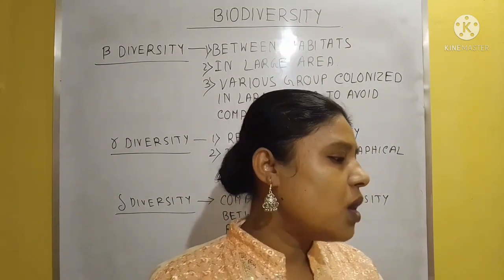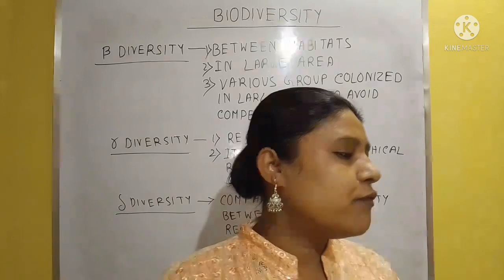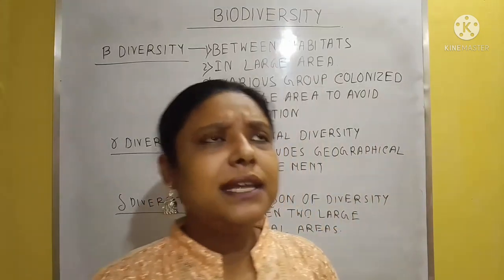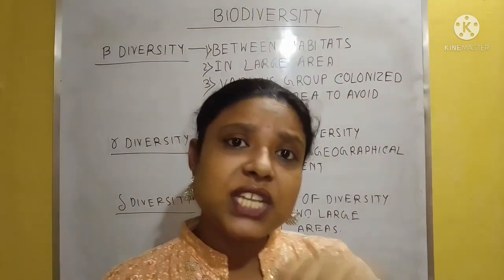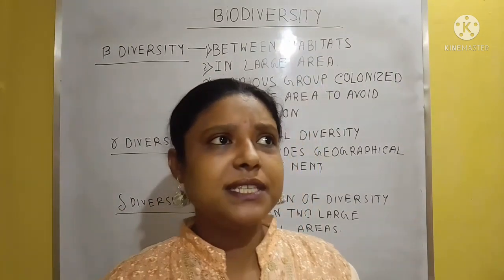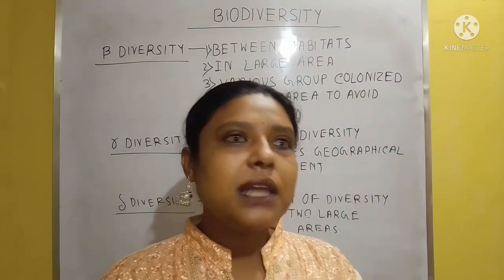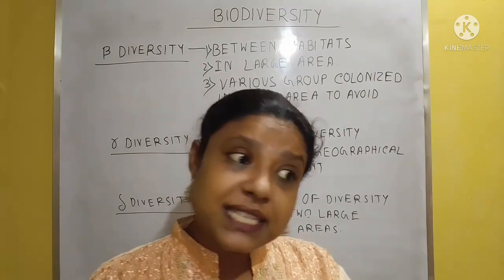Sometimes it is found generally in a small habitat like the alpha diversity, but here we also compare it with the genetic diversity, because point diversity means we consider the variety of the genes also within the habitat. Okay, the variety of the genes within the habitat is also considered in point diversity.